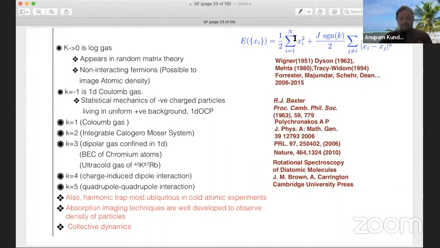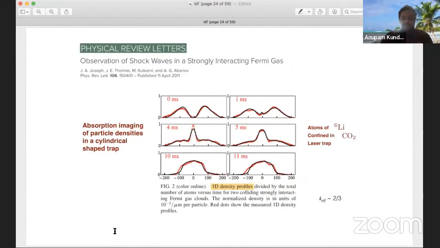Harmonic potential, we have considered harmonic potential. It is actually because it is most ubiquitous in cold atomic experiments. And also the absorption imaging techniques have been so developed that we can actually observe positions of the atoms or the ions. And such kinds of Hamiltonians or energy functions have been used in collective dynamics of many experiments. This is one experiment in which such interaction has been used, and the collective behavior has been considered.